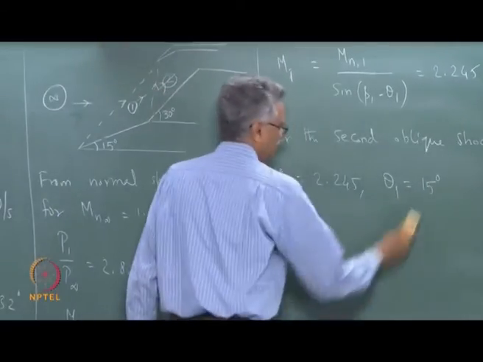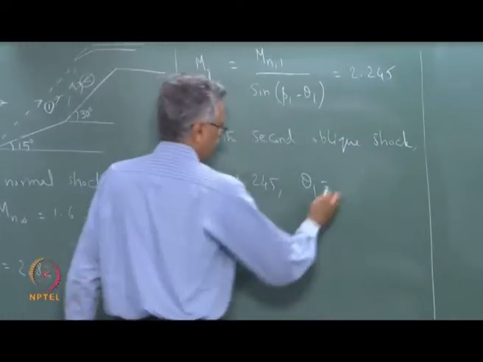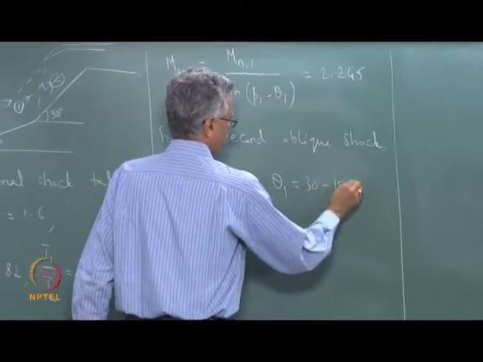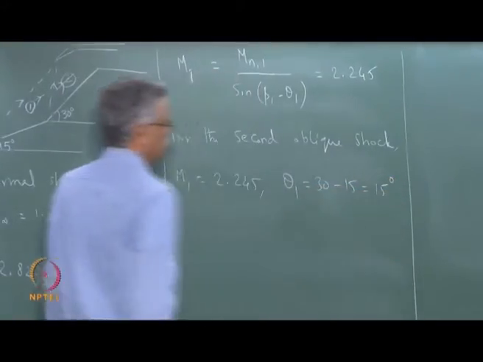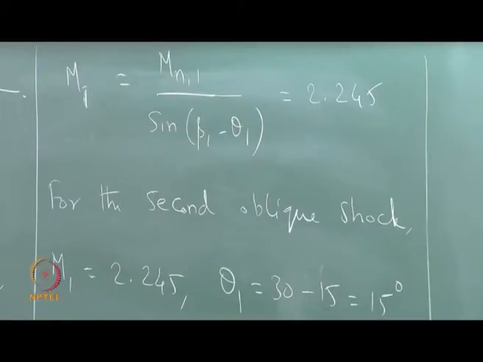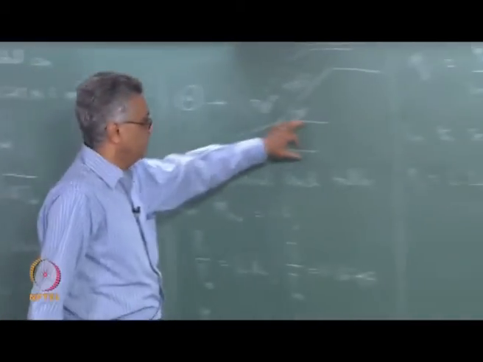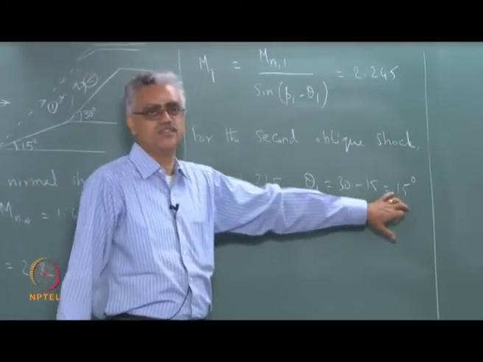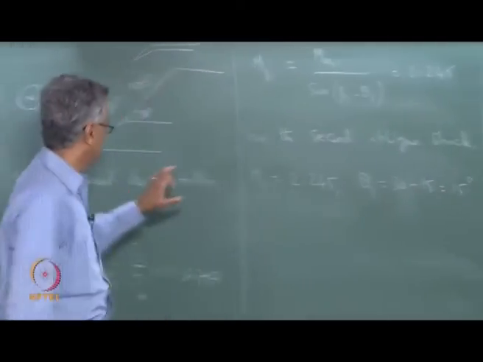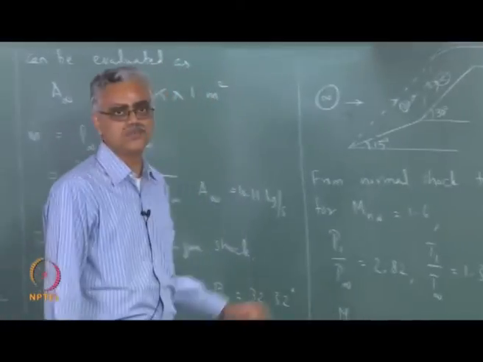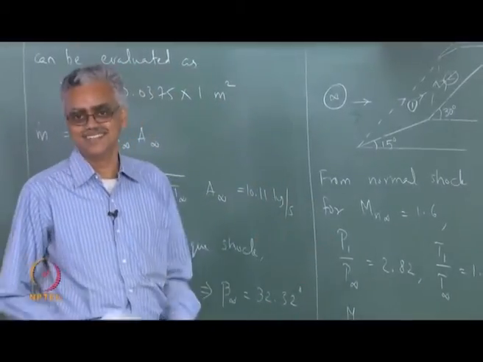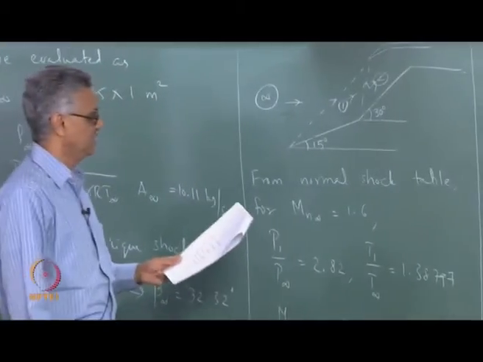So, let me be explicit. The choice of numbers is a little bit unfortunate. So, let me be explicit and say that this is 30 minus 15 equal to 15 degrees. Okay. Had this angle been, let us say 45, then this would have been 45 minus 15, 30. It seems that I did not choose this number wisely, so it is just coming out to be 15 again. Okay, that is a coincidence.